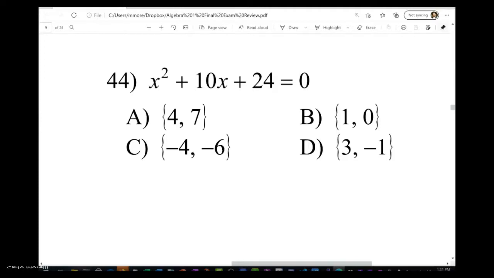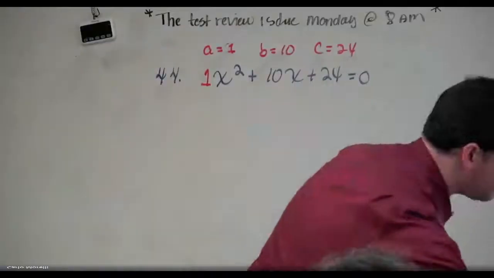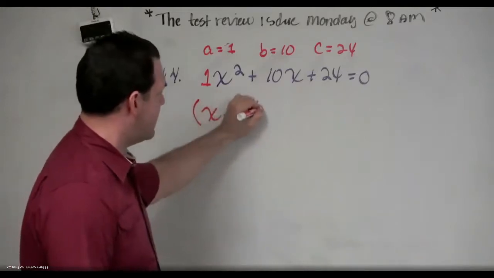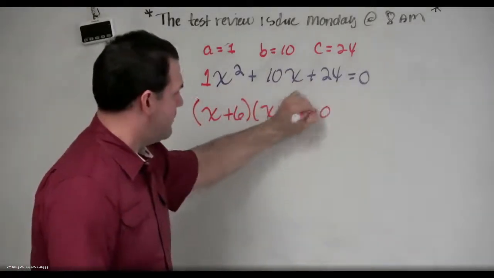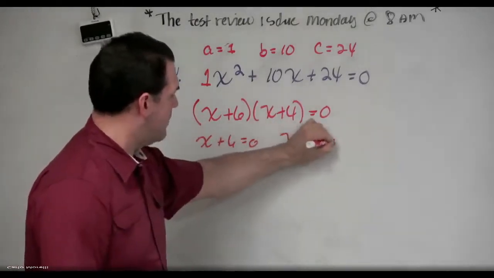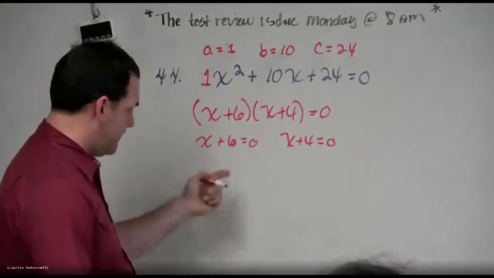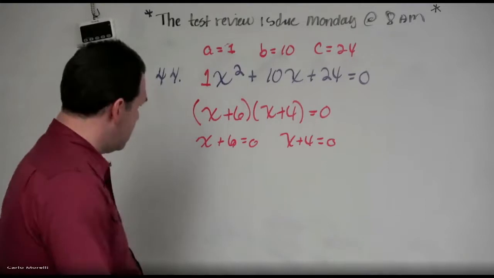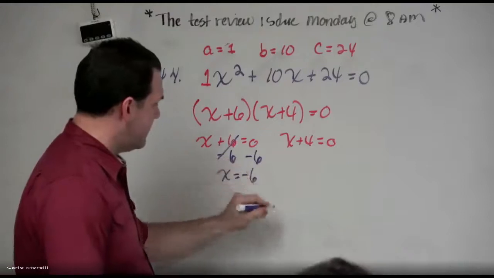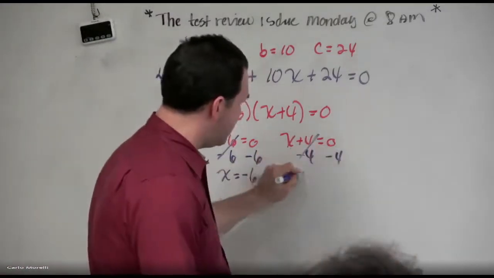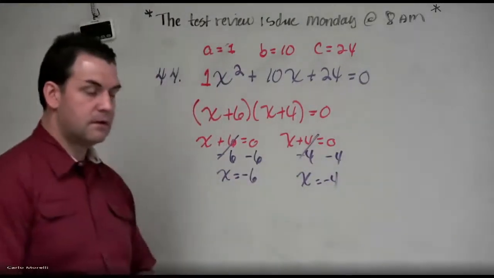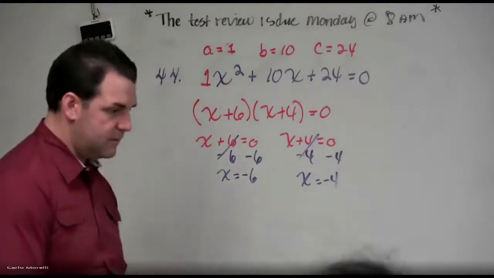Okay, so we can just jump ahead here and write the factored form. x plus 6 times x plus 4 equals 0. x plus 6 equals 0. x plus 4 equals 0. And then we do the additive inverse. Minus 6 minus 6, x equals negative 6. Minus 4, x equals negative 4. And those are your answers. This is not hard. No, it isn't.